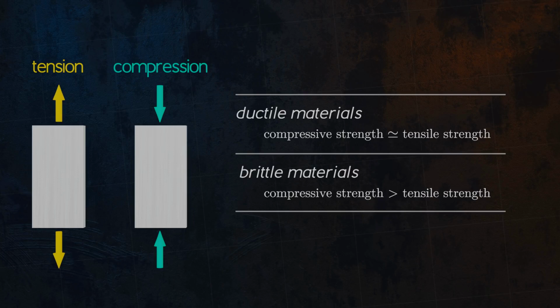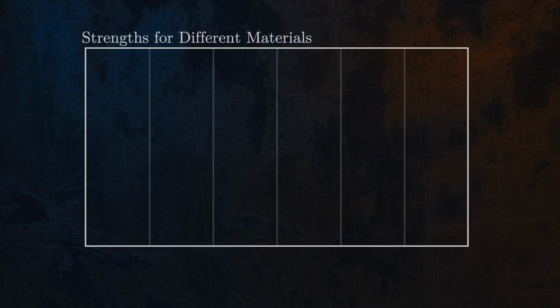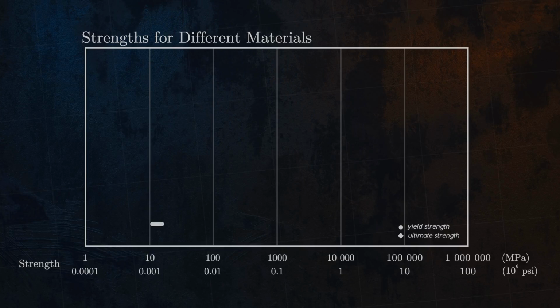First, let's look at some examples of strength values for a few different materials. Tensile yield strengths are shown for ductile materials, and ultimate compressive strengths are shown for brittle materials.